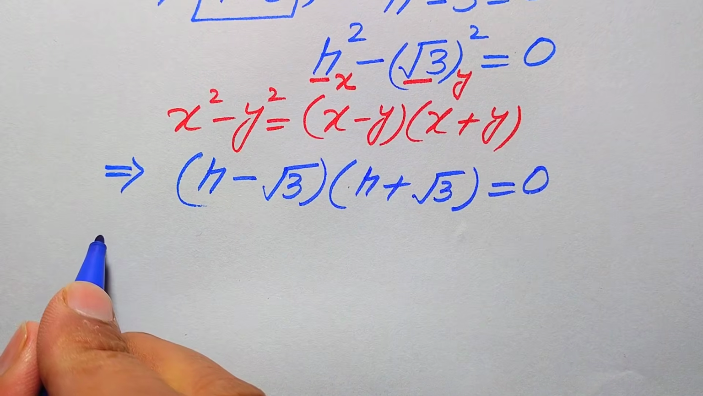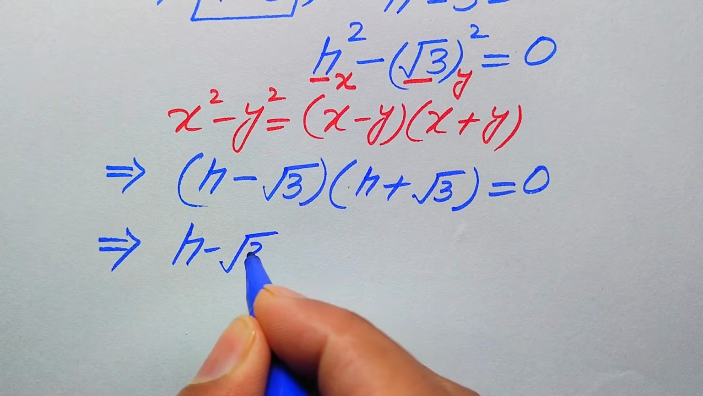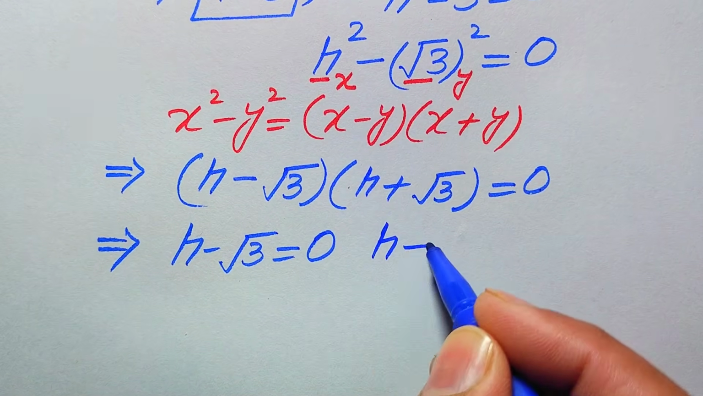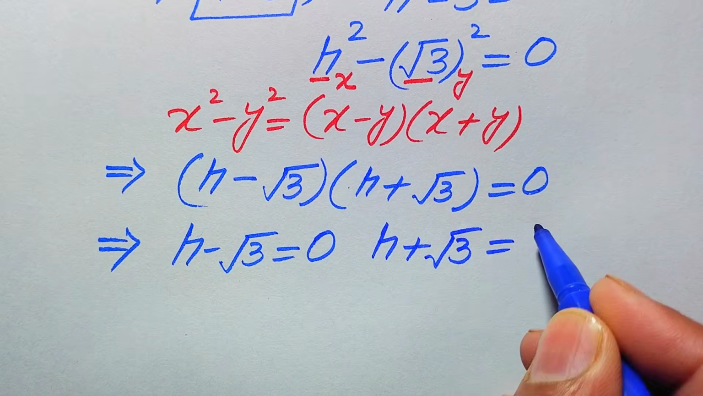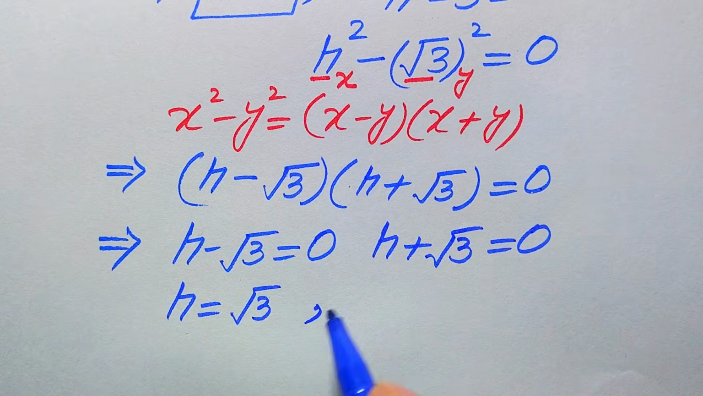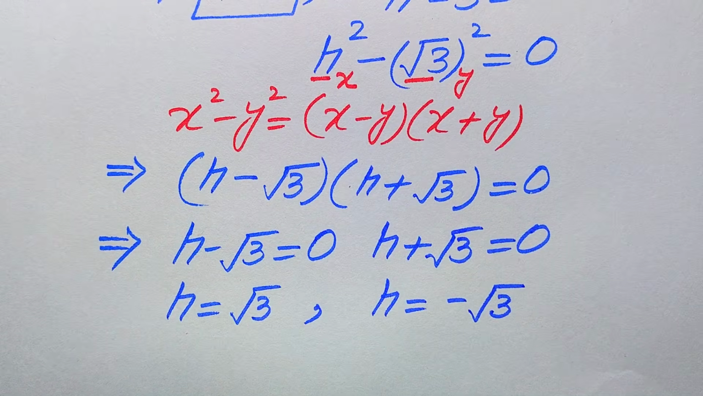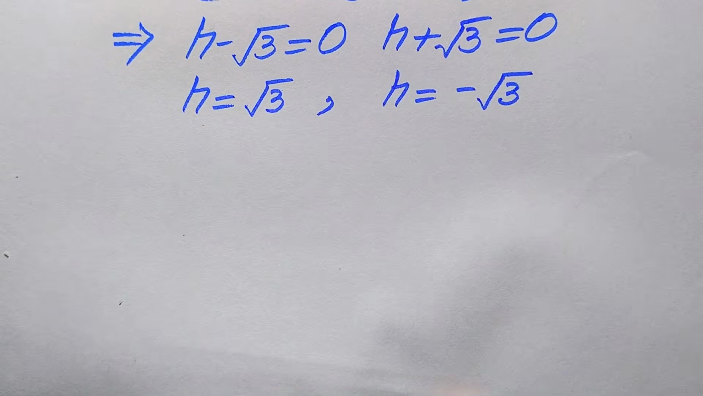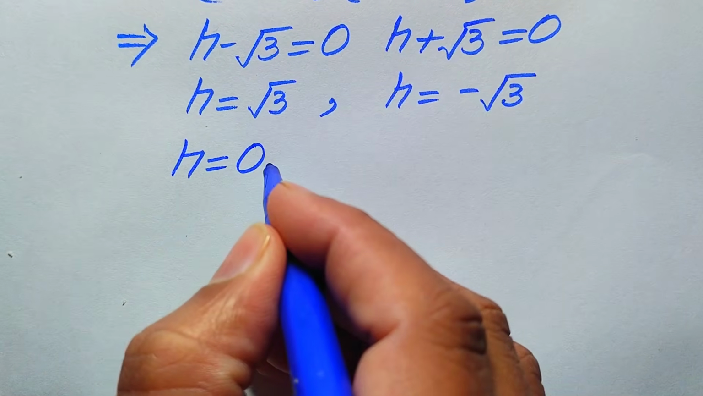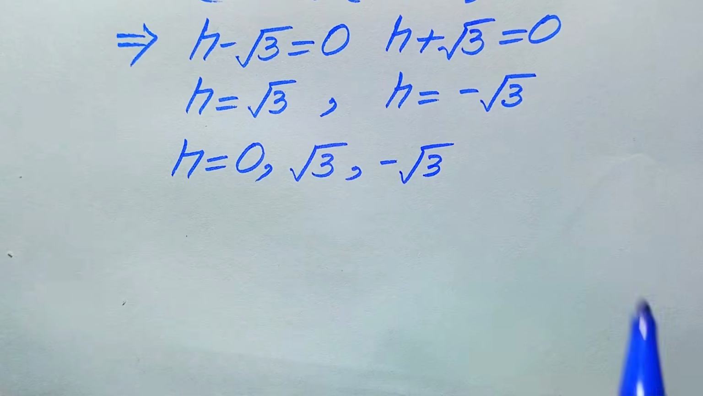Now in the next step we divide this equation into two cases. The first case is h minus square root of 3 equals 0, and the second case is h plus square root of 3 equals 0. From the first case we get h equals square root of 3, and from the second case we get h equals minus square root of 3. So in this question we obtain three roots of the given equation, and these three roots are h equals 0, square root of 3, and minus square root of 3.